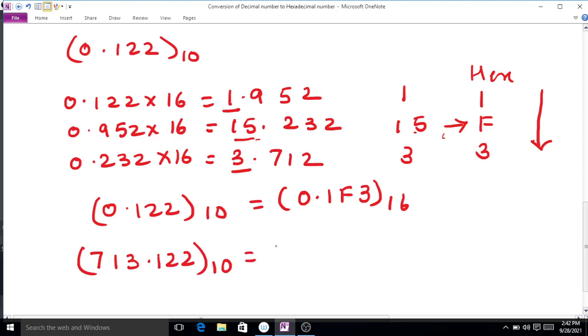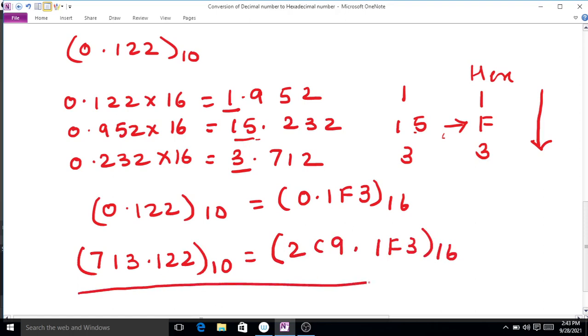So if we combine both the answers for integer part as well as fractional part, we will get here as 2C9.1F3. So this will be our final conversion of decimal number into hexadecimal number.